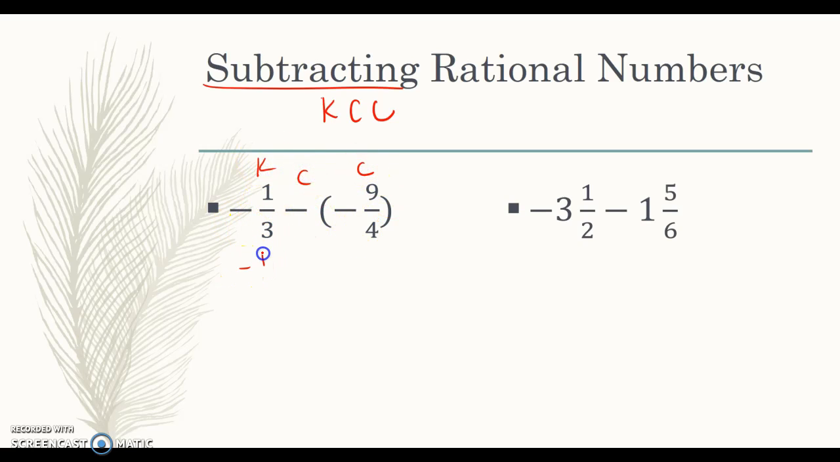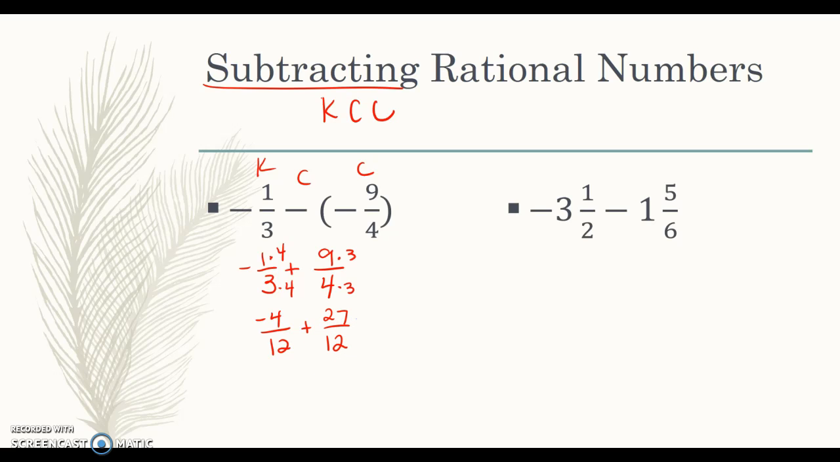So I'm going to keep negative 1/3 the same. I'm going to change this subtraction into addition, and I'm going to change this sign of negative 9/4 into positive. I'm just going to write it as 9/4. Now we've turned this into an addition problem, and just like with addition, we need a common denominator. So we're going to get our denominator of 12. So our first fraction is going to be multiplied by 4. Our second fraction is going to be multiplied by 3. So I've got negative 4/12 plus 27/12.